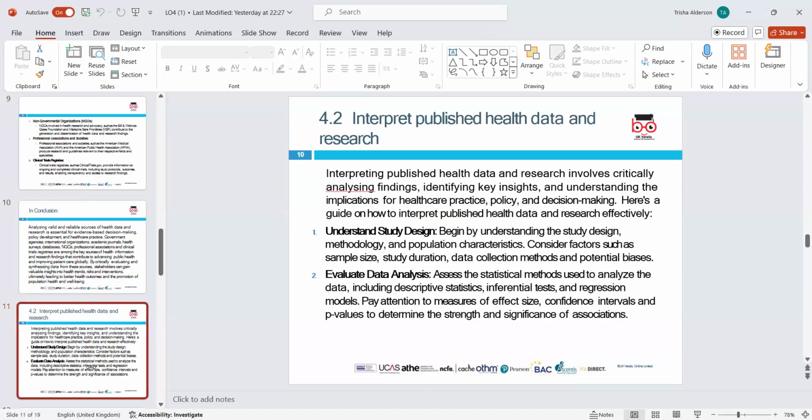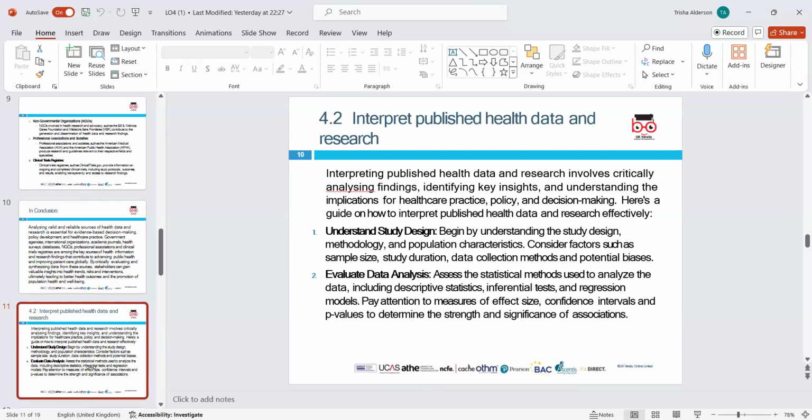For the next part, interpret published health data and research and how to do that. Interpreting published health data and research involves critically analysing the findings. So it's really important that you criticise. You don't just take things as they're written down there. You look to see, why did they do that? What did they hope to achieve? What's going on? Did they do the right thing? Could they have done something different?